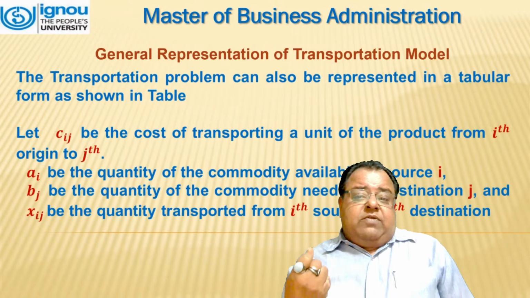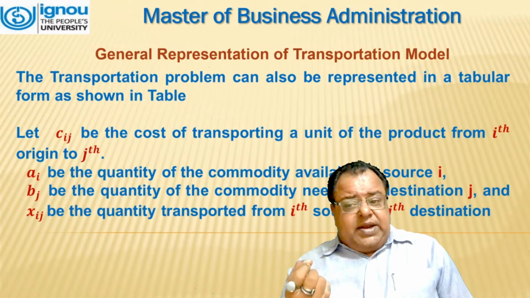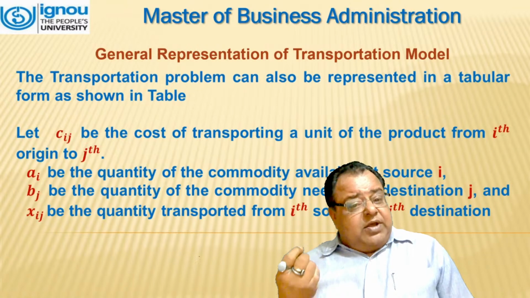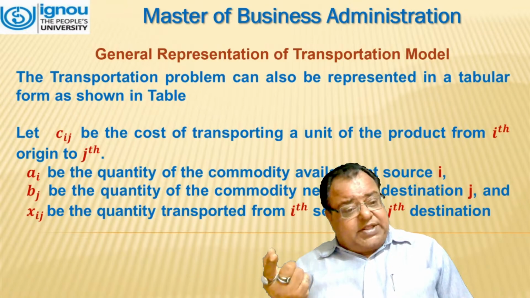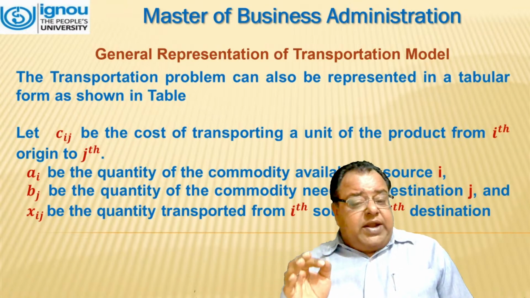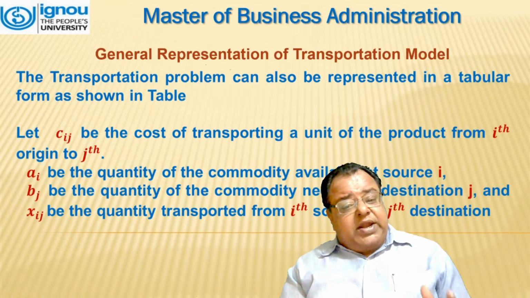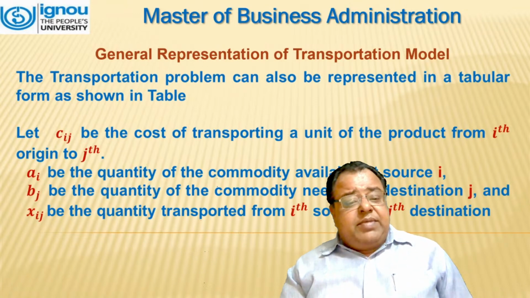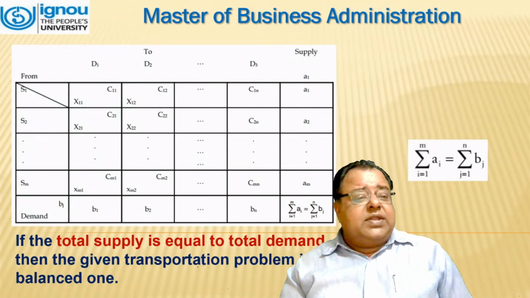Now, general representation of transportation model. The transportation problem can also be represented in a tabular form, as shown in the table. Let Cij be the cost of transporting a unit of product from ith origin to jth destination. Ai be the quantity of commodity available at source i. Bj be the quantity of commodity needed at destination j. And Xij be the quantity transported from ith source to jth destination. So this is how this is drawn.